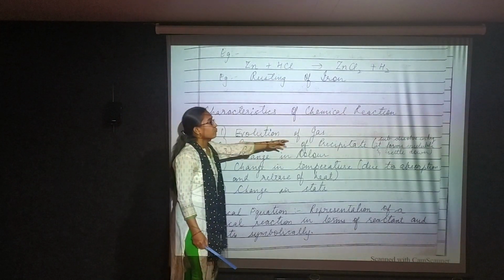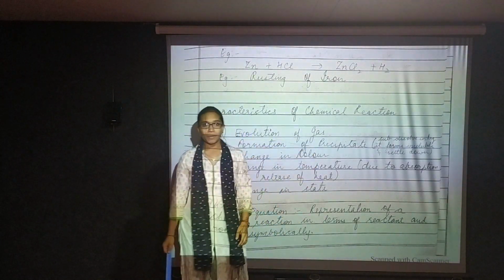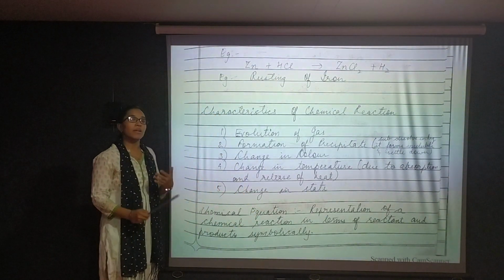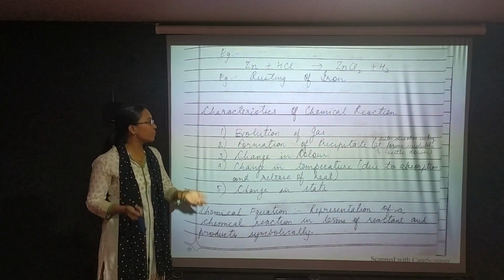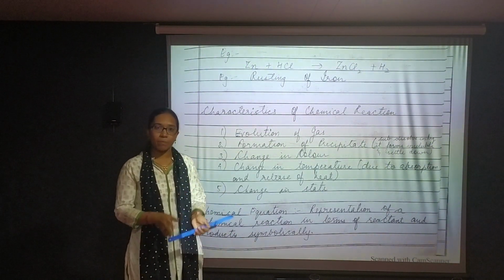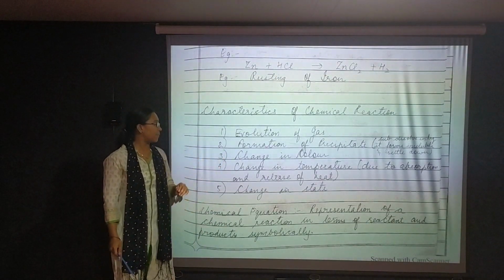Next is formation of precipitate. Now what is precipitate? Precipitate is formed when a substance is dissolved in a liquid. It forms insoluble substances, and that insoluble substance will settle down at the bottom. That is known as a precipitate.